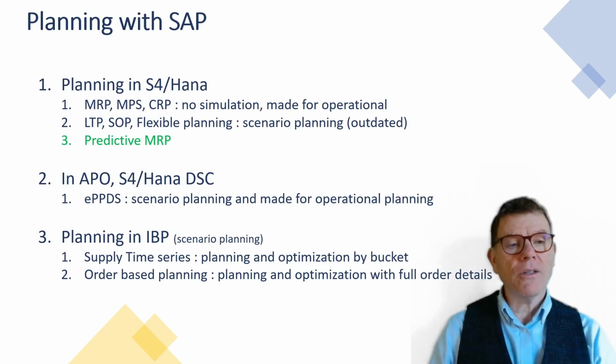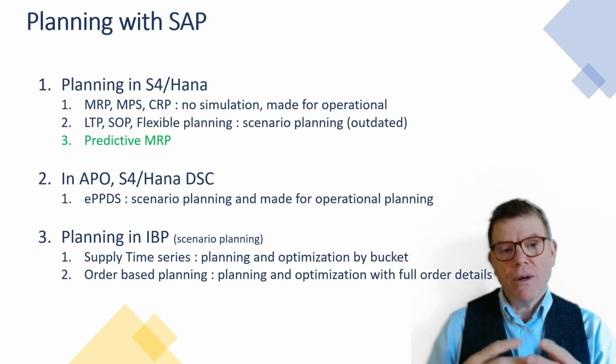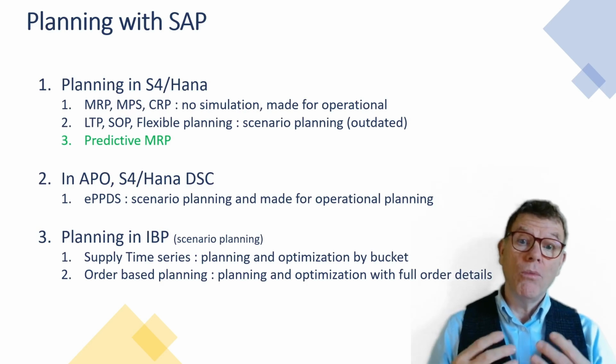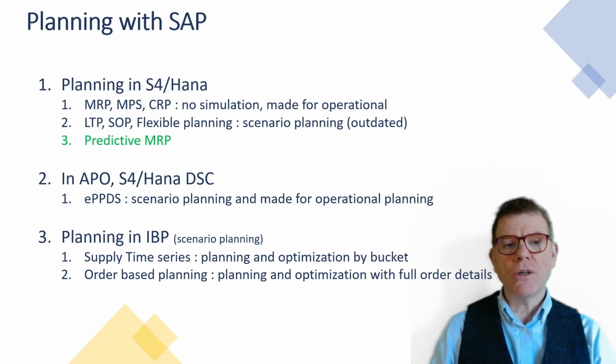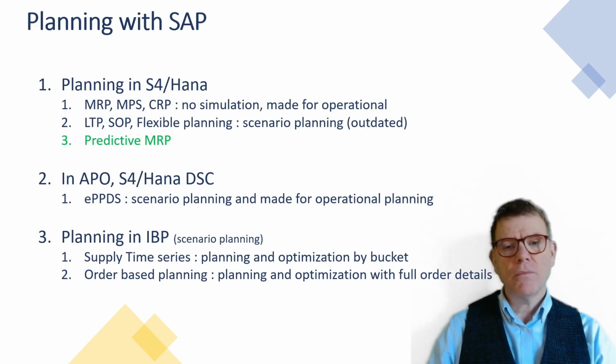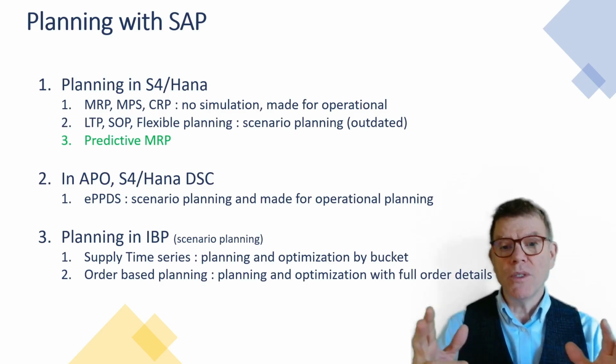Then the second kind of solution is running advanced planning, like production planning and detailed scheduling, PPDS, which currently sits in the S4 sidecar, DSC, or directly in APO for those of you still running APO. And for the luckiest of you, if you already run IBP, either by means of time series supply or order-based planning, then you are definitely already well served in terms of simulation and scenario planning capabilities, even optimization scenarios.